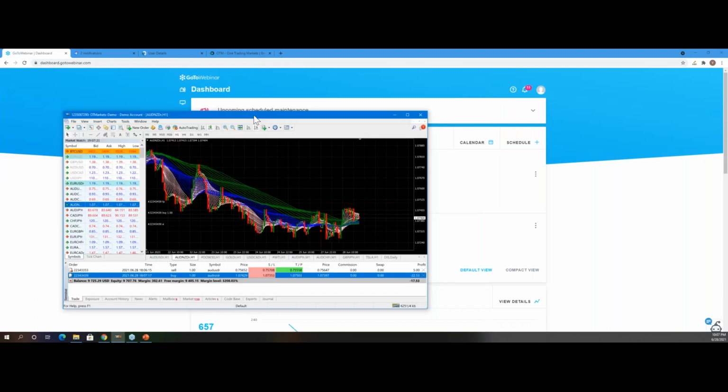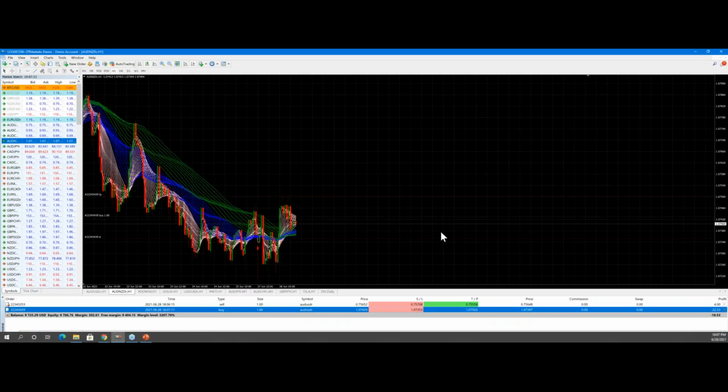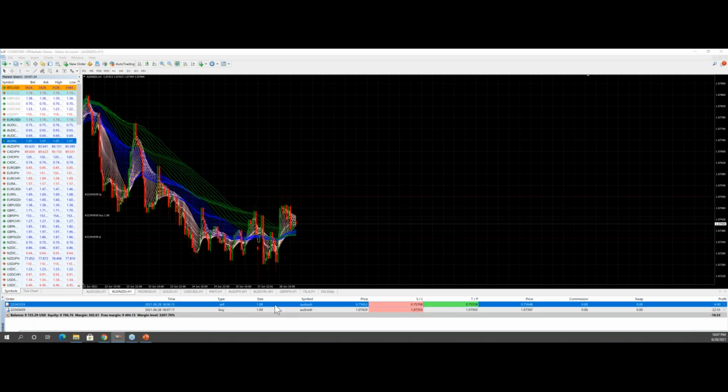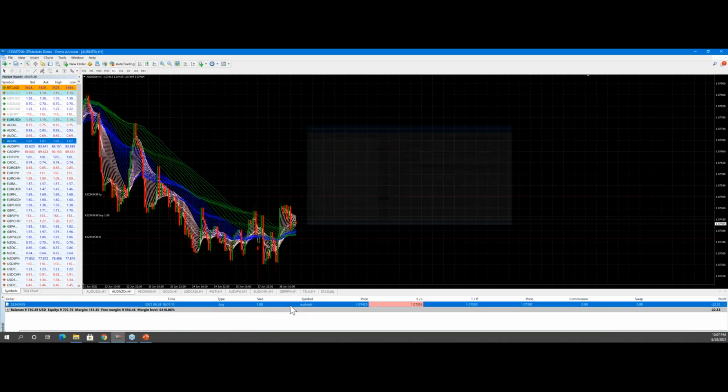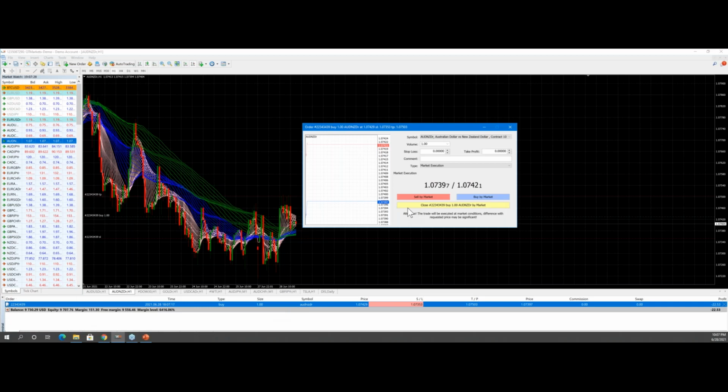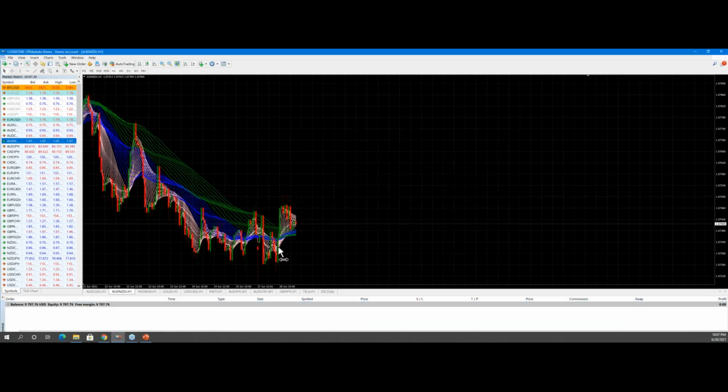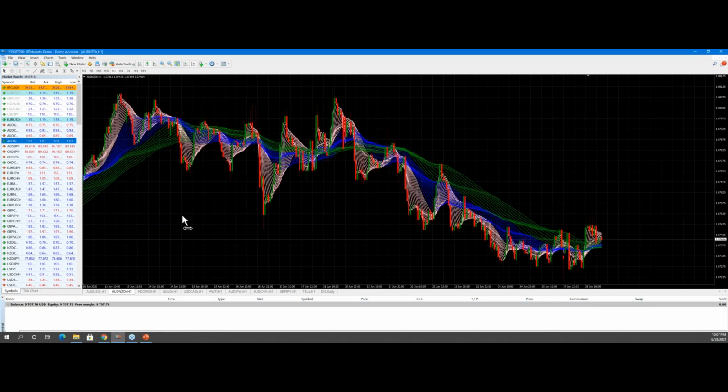So if we apply it in our MetaTrader, let me just close all of the positions. If you're applying it on MetaTrader, it will look like this.